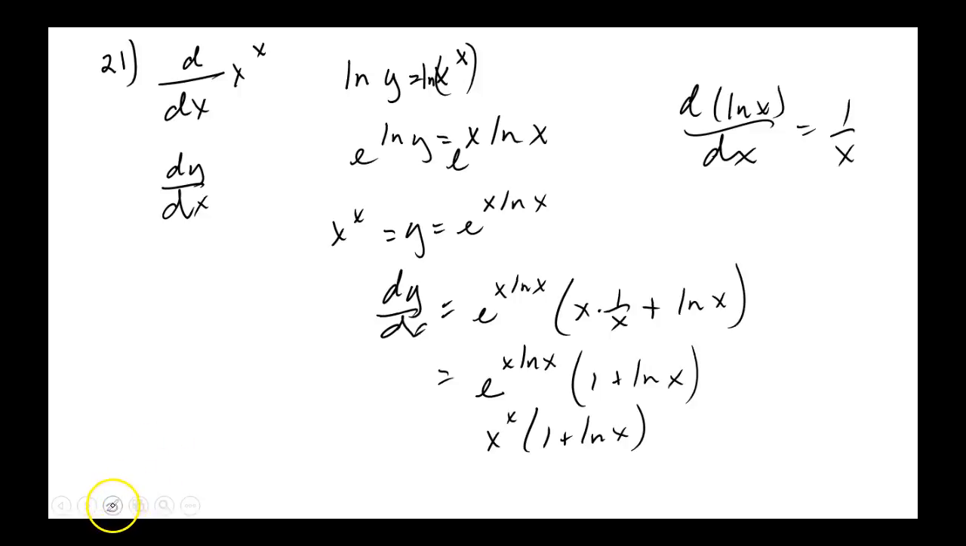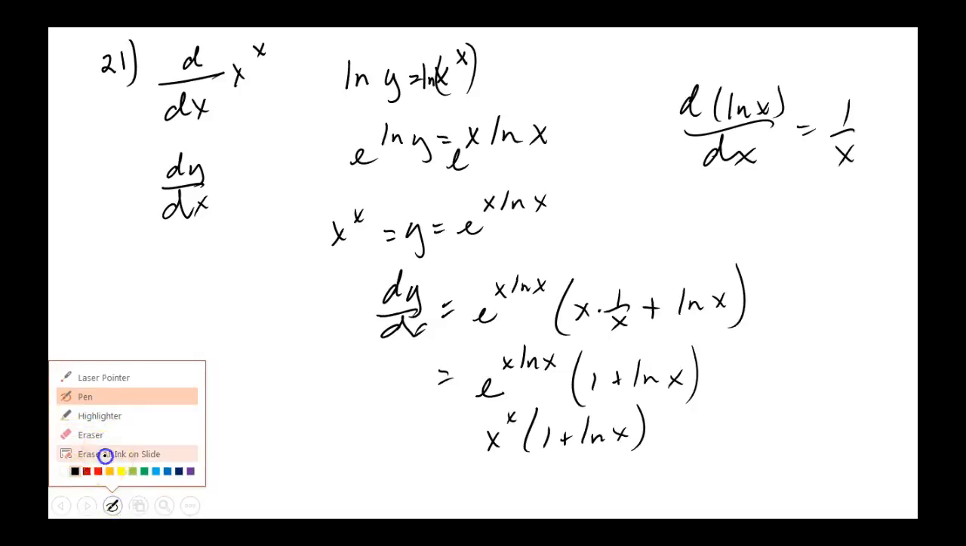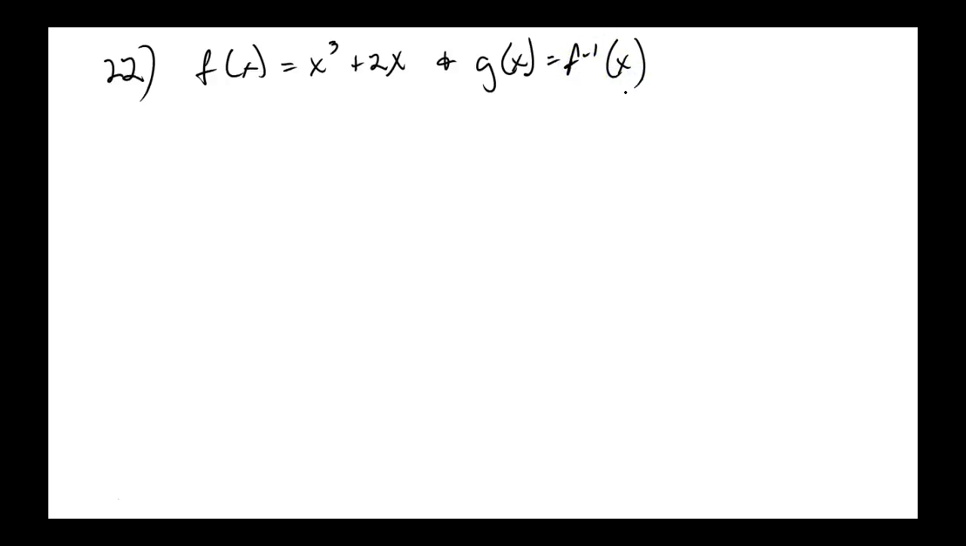Ready for our next one? 22. If f of x is equal to x cubed plus 2x, and g of x is the inverse of f of x, let me write it as f inverse of x. That's the shorthand of doing it. G is the inverse of f of x. Then g prime of 3 is equal to what?